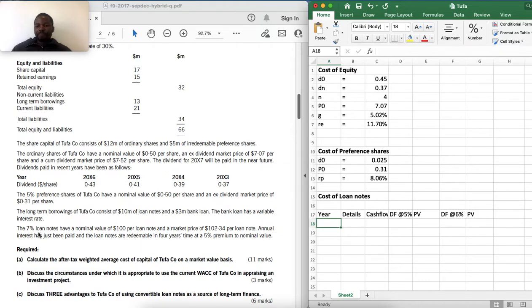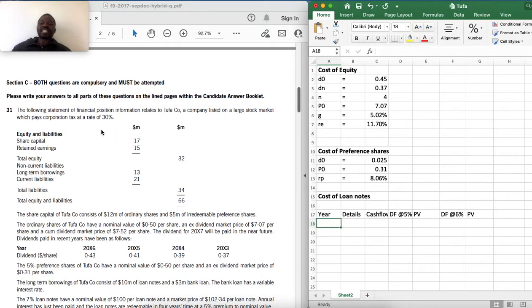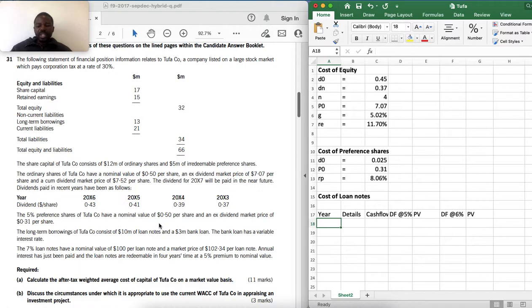We are given here the 7% loan notes have a nominal value of $100 per loan note and a market price of 102.34 per loan note. Annual interest has just been paid, and the loan notes are redeemable in 4 years' time at a 5% premium to nominal value. Here we'll also use this information here. The corporation tax rate is 30%. So we'll have year 1. This is redeemable in 4 years' time. So we'll also have years 1 to 4. We'll also have year 4.